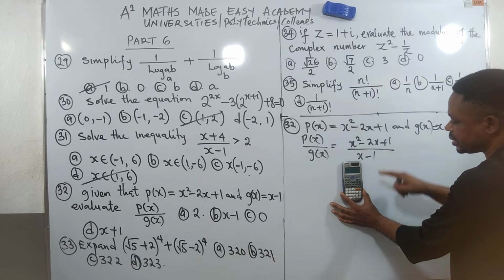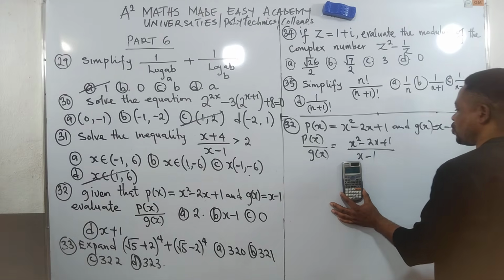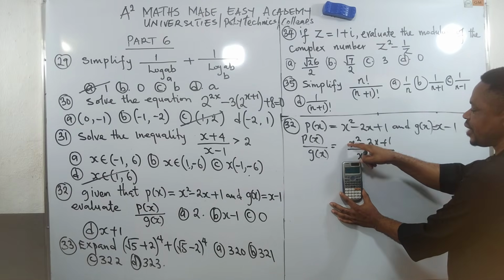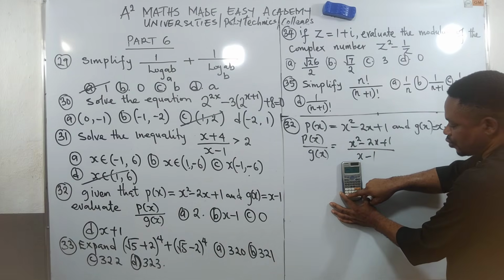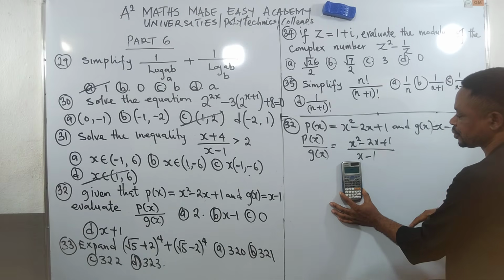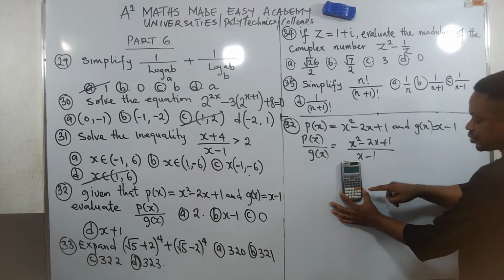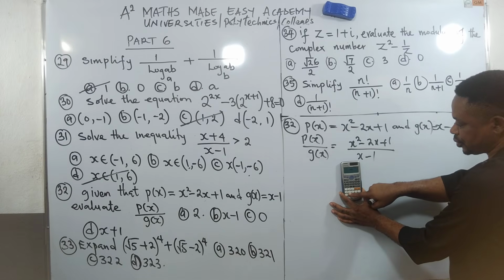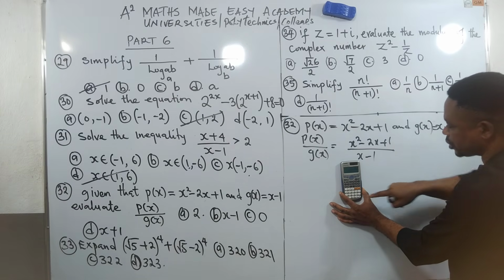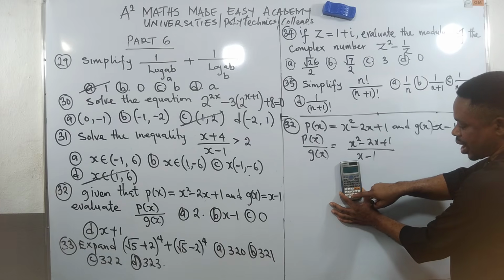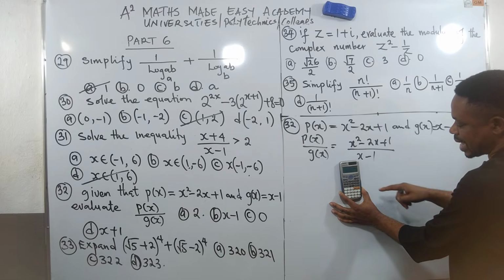Punch 3. Then let's begin to key in the coefficients one after the other. The coefficient of x squared is 1. Punch 1 with equal to. The coefficient of x is minus 2. Punch minus 2, then equal to. Finally, the constant is 1. Punch 1, then equal to.